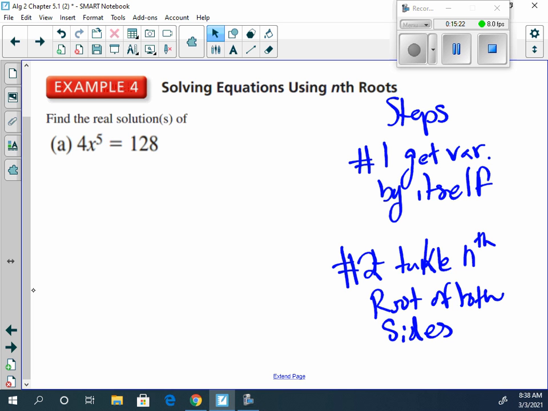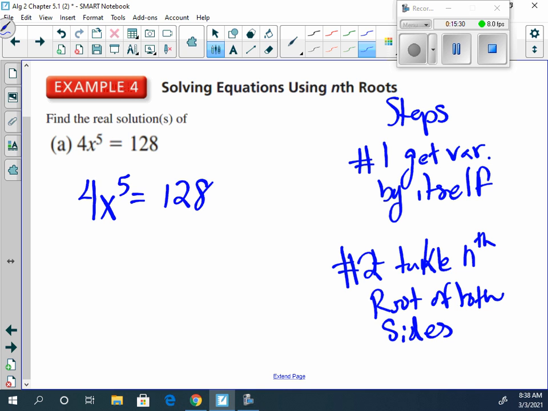So looking at this here, is the variable by itself? 4x to the fifth equals 128. Is the variable by itself? Well, no. What's with it? 4. So what do I need to do? Divide both sides by 4. When we divide both sides by 4, we'll get x to the fifth equals 32.